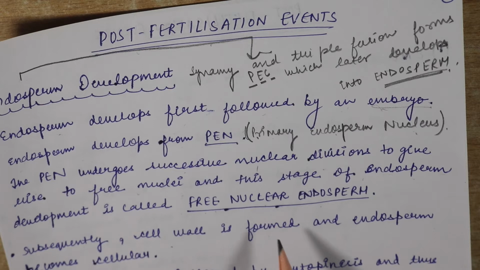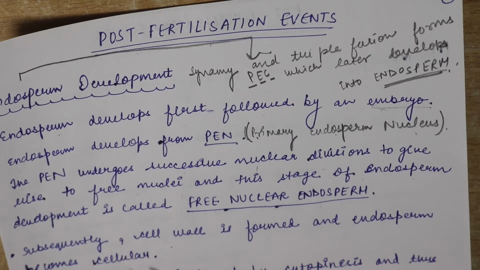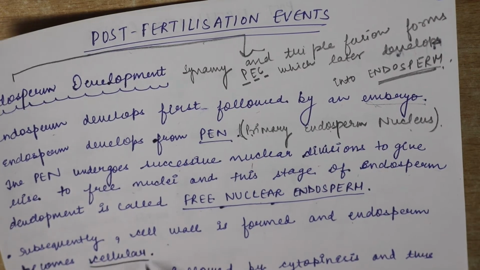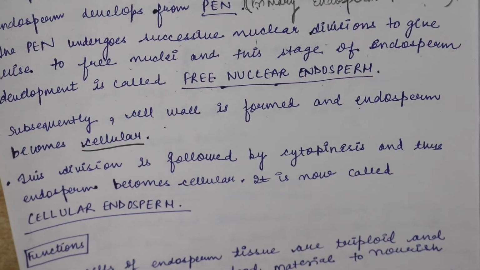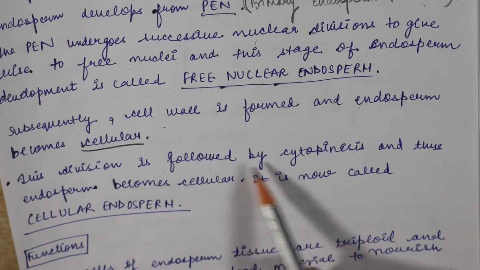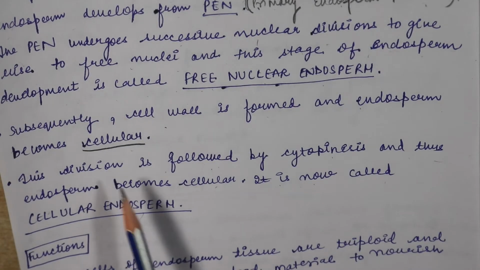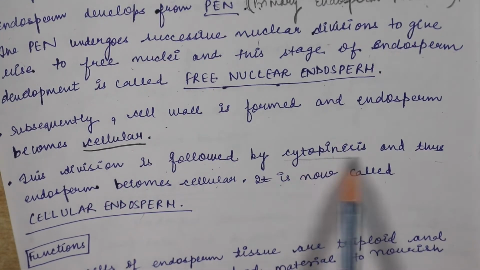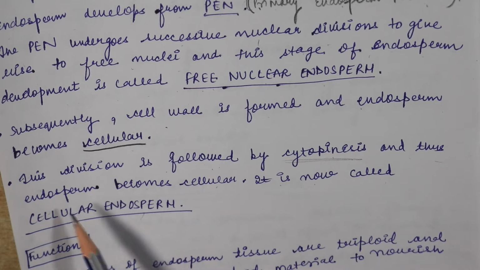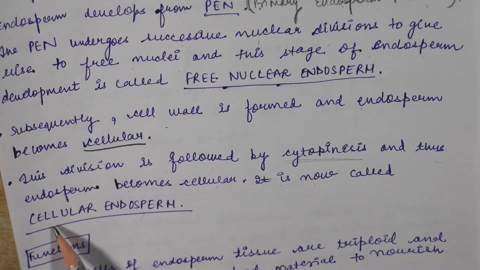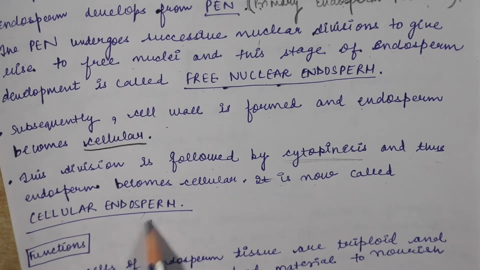So the cell wall is formed and the endosperm becomes cellular. Then the next point is this division is followed by cytokinesis, and thus the endosperm becomes cellular. It is now called cellular endosperm.